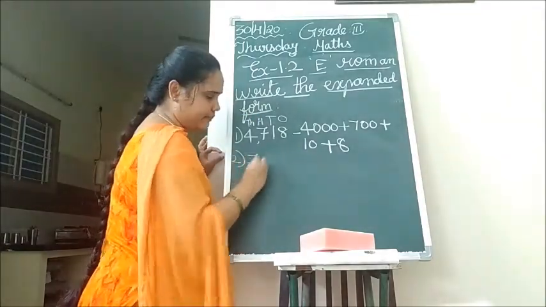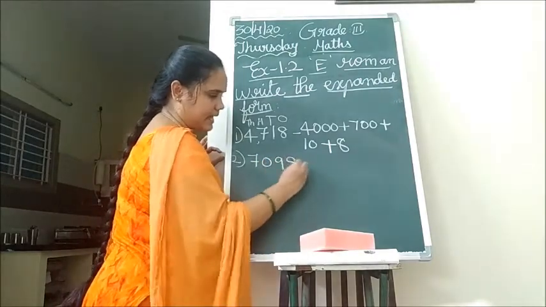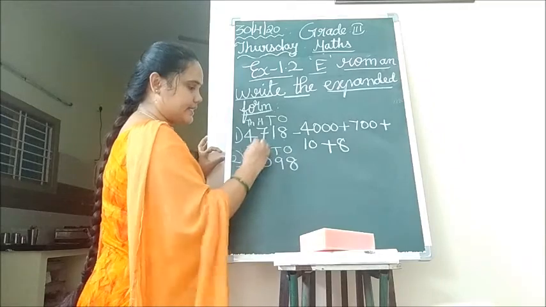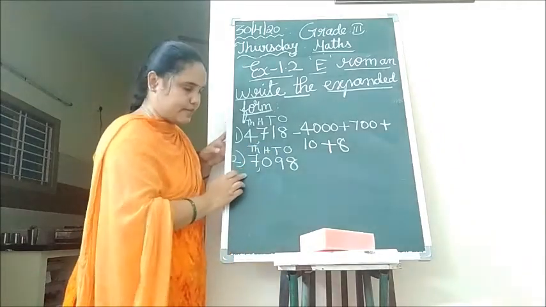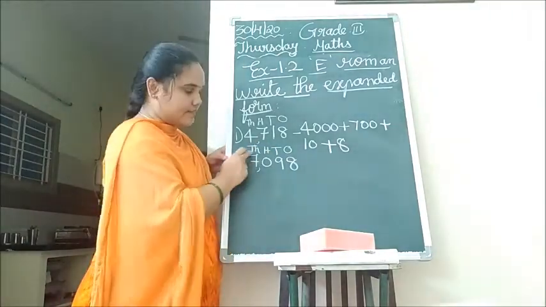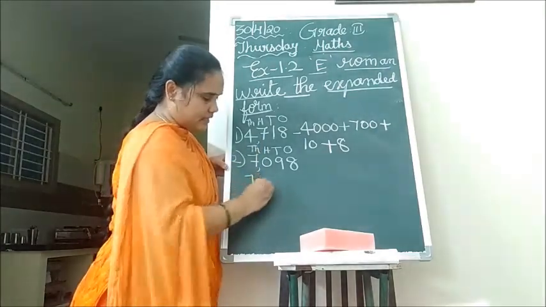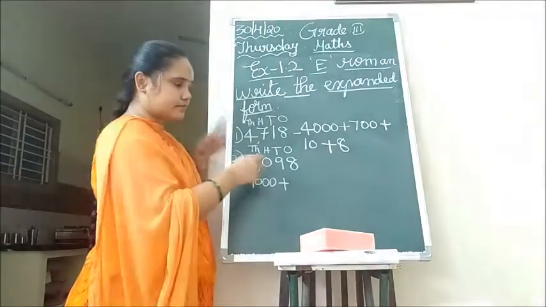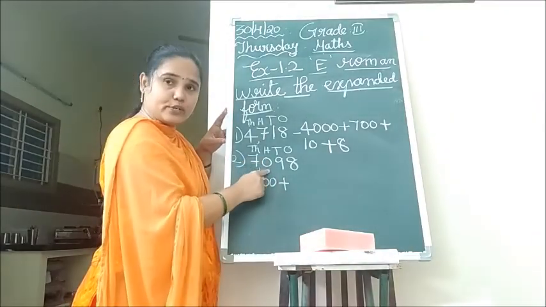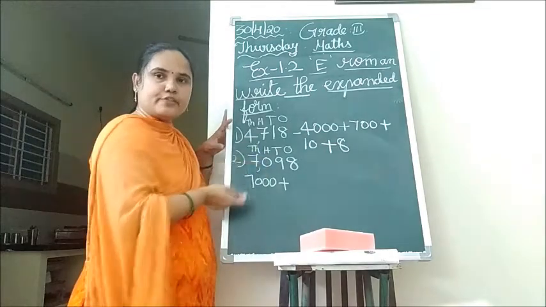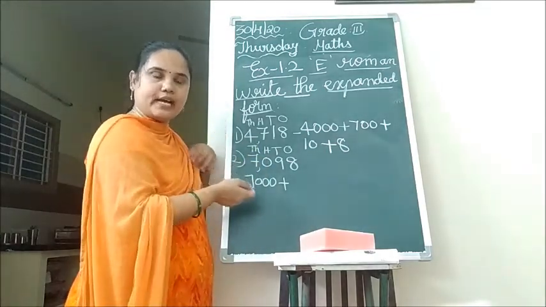See second one, 7098. First write the places. Ones, tens, hundreds, thousands. We start from thousands place. What is this number? 7. 7 is in which place? Thousands place. So 7 into 1000, 7000 plus. See the next place, it is 0. In hundreds place 0 is given, children. We know that the place value of 0 is 0. So no need to write the hundreds place.